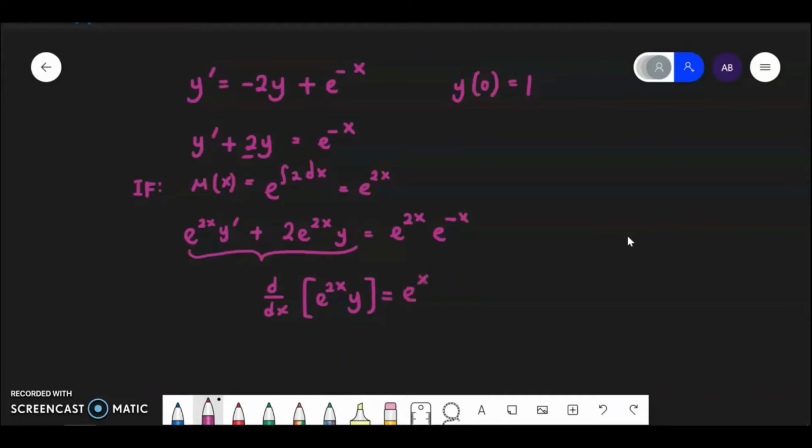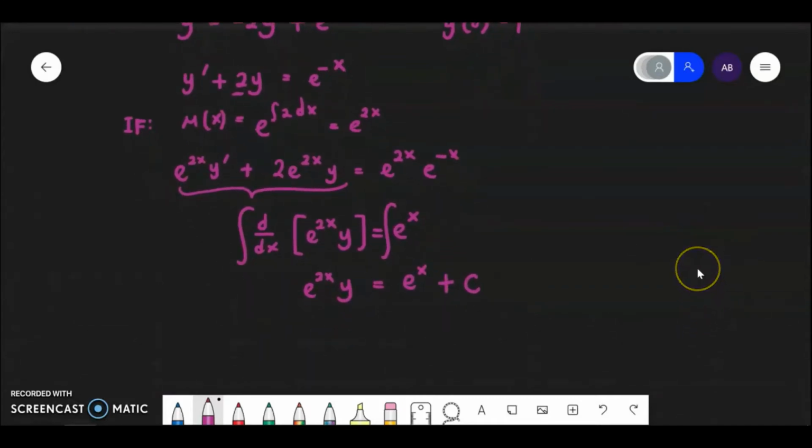Exponent x. Okay, so integrating left and right, I have e^(2x) y equals e^x plus c. Okay, looks like you can find my exact solution. y of x equals, divide everything by exponent 2x, we have exponent negative x plus c exponent negative 2x.